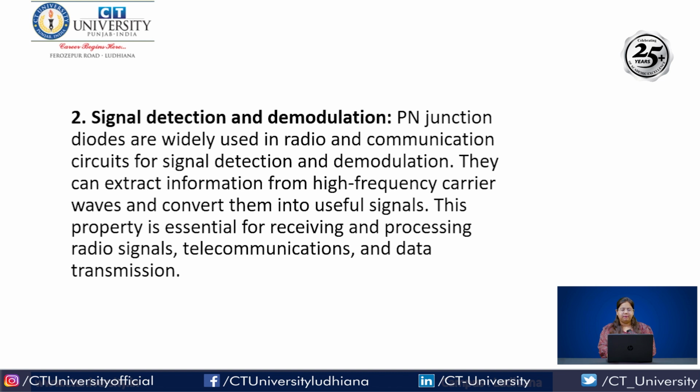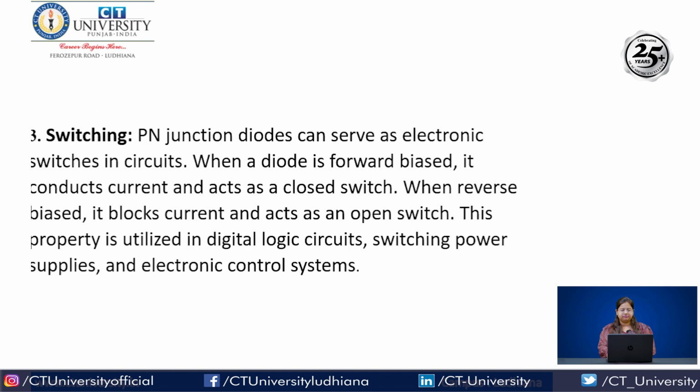The second application is signal detection and demodulation. PN junction diodes are widely used in radio and communication circuits for signal detection and demodulation. They can extract information from high frequency carrier waves and convert them into useful signals. This property is essential for receiving and processing radio signals, telecommunications, and data transmission.